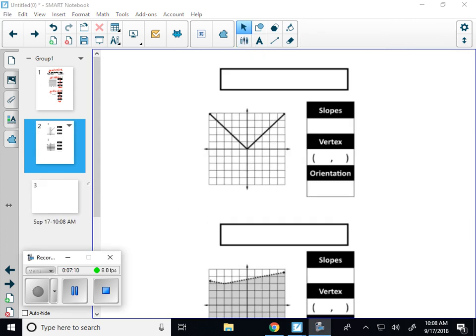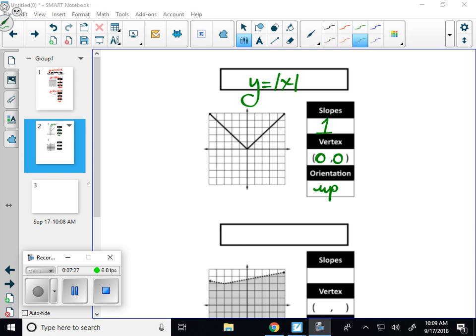Last two, you want to try them on your own? And then we'll check them? Or you want to do one more together? You want to do the last one together? Okay, so will you do this one? Do the one before it by yourself, and then we'll check it. What did you notice about this graph? It's the parent function. The vertex is 0, 0. The slope is 1. It's facing up. This is the parent function for absolute value. Questions for me on that?